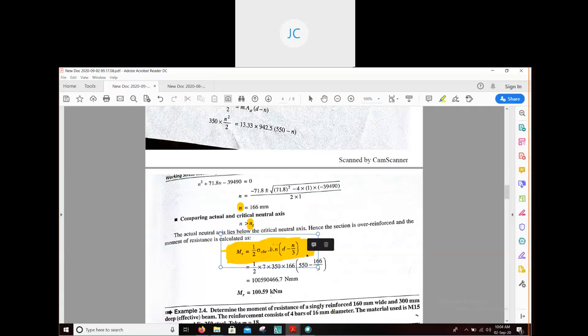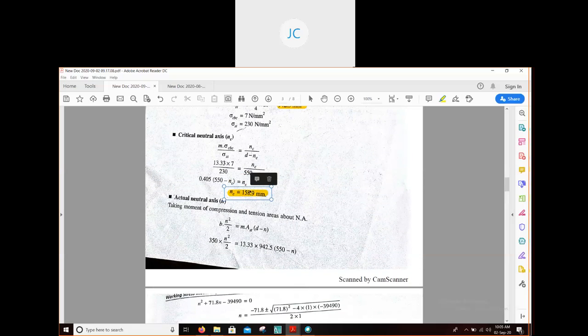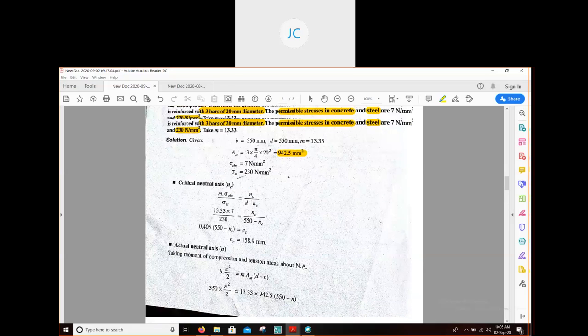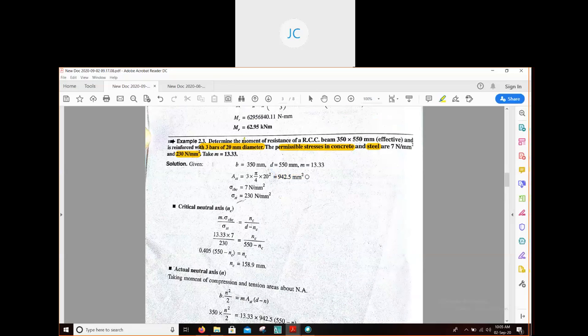I hope all of you have understood this one. It is the same problem as the last one. Yes, sir. Okay, exactly the same, but it is simple because in this question the M value is directly given, sigma ST is directly given, sigma CBC is directly given. No need to see the IS code for this problem. So this is simpler than the previous one.